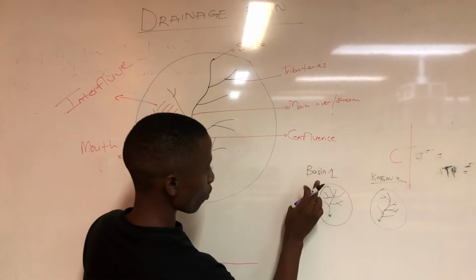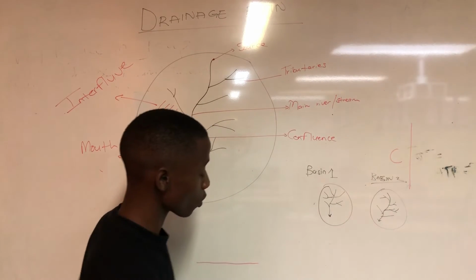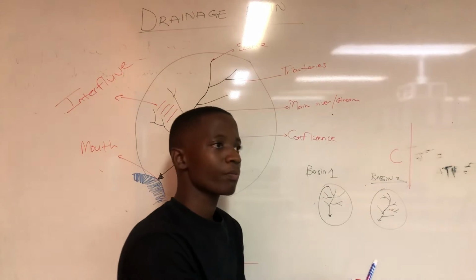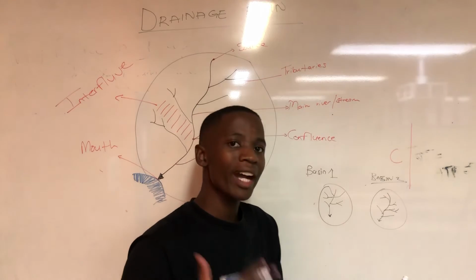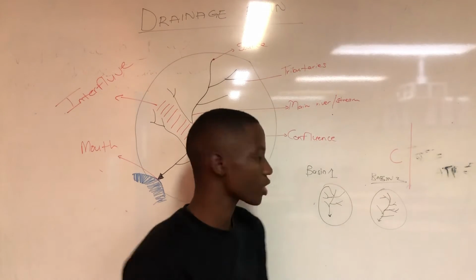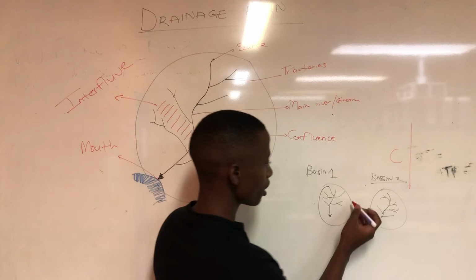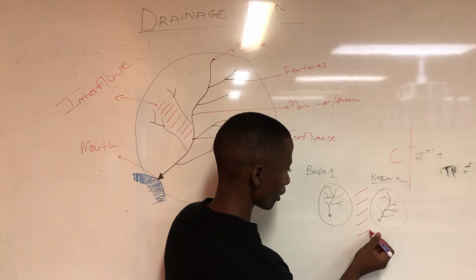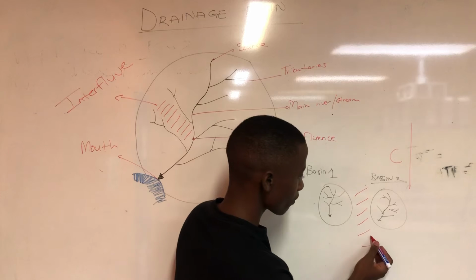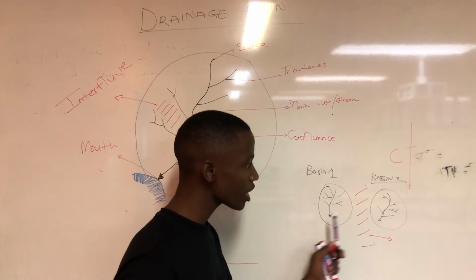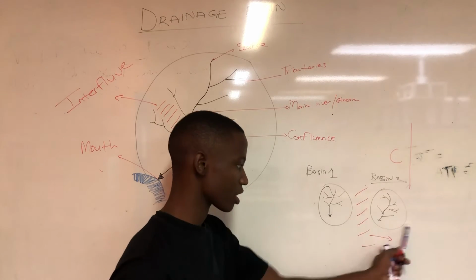Look, this is drainage basin 1, this is drainage basin 2. Between drainage basin 1 and drainage basin 2, clearly there will be a high-lying area that divides the two drainage basins. So let's say this is the high-lying area. We call this high-lying area that divides two different drainage basins, okay?